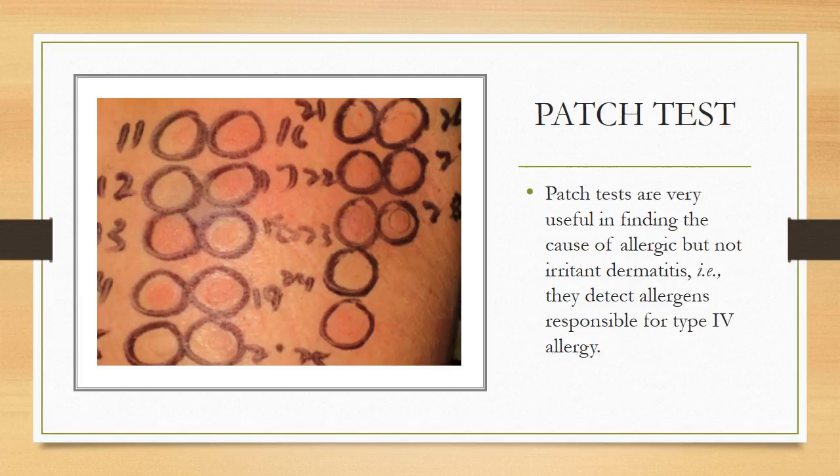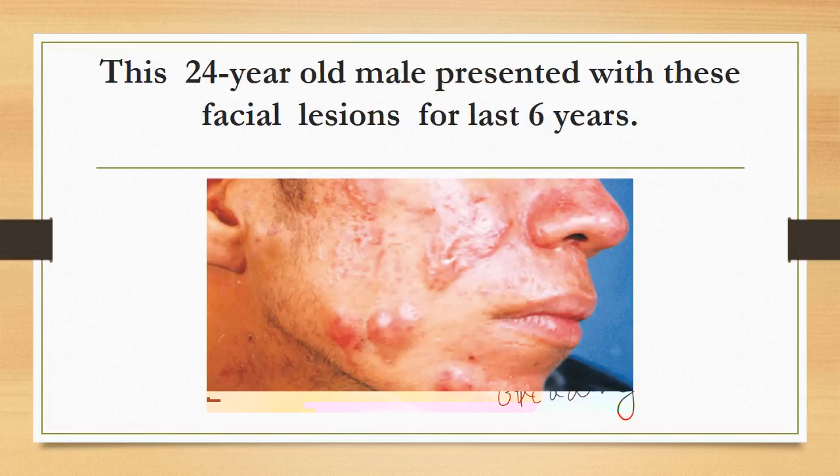These are the patch tests in atopic dermatitis. A useful finding. You have to read these after every 48 hours. Sometimes it can be extended to 96 hours. See the erythema, and also sometimes there is a grading that can be done on the basis of the kind of reaction that was there. So this is a patch test done for atopic dermatitis, trying to find out the allergy. This is a type 4 hypersensitivity.